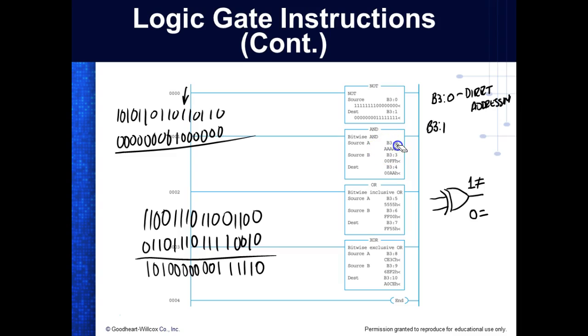So B3:2, this is what addressing mode? Correct. And they're showing us what's in that address, right? You understand? And then here's our mask, and then we're going to store it at B3:4. Everybody okay?